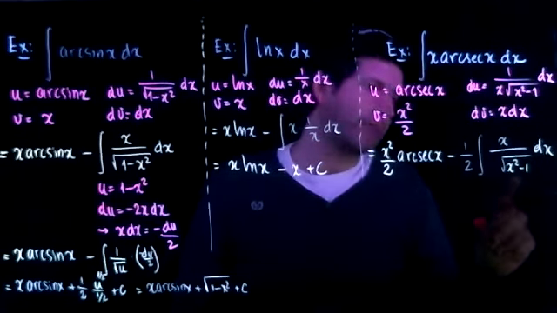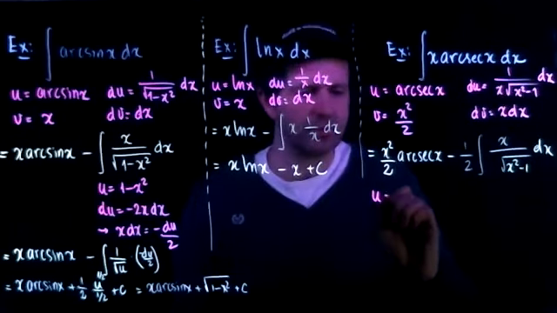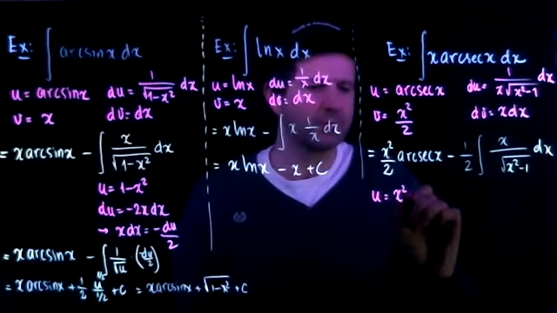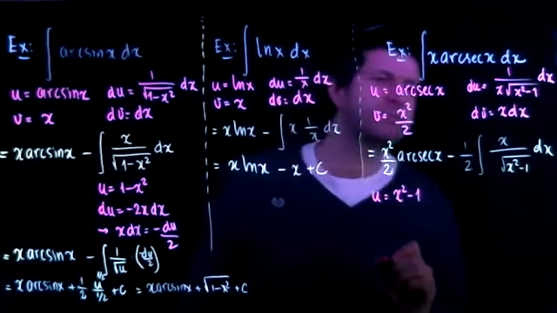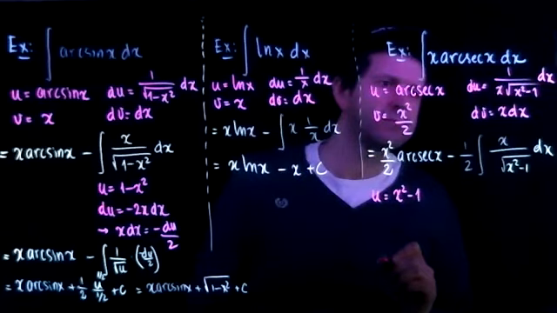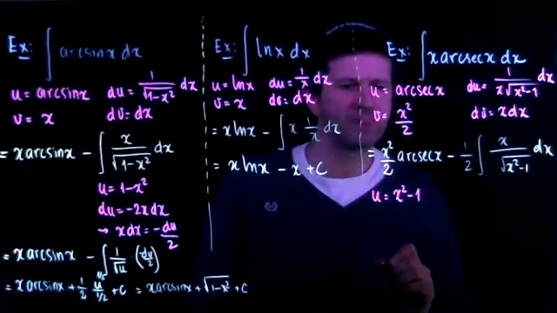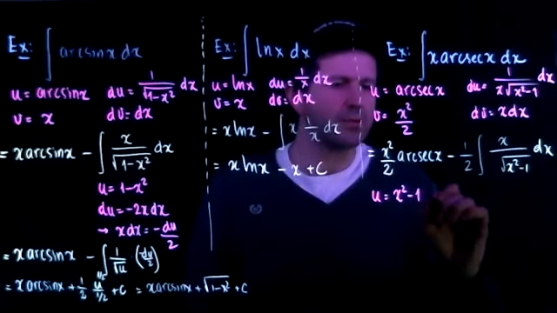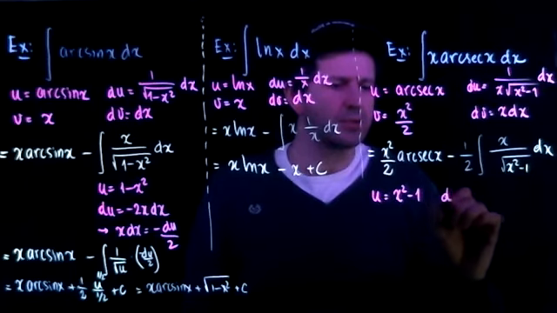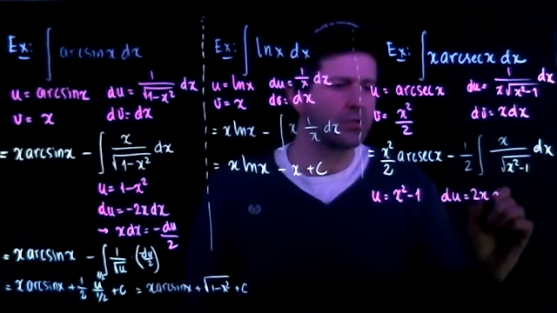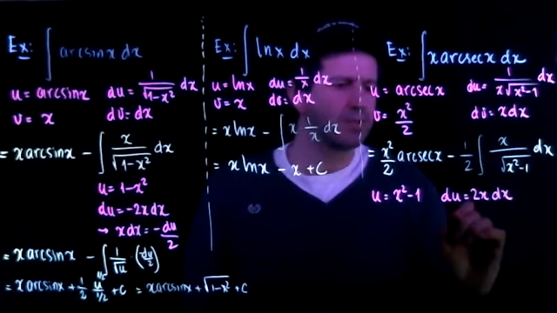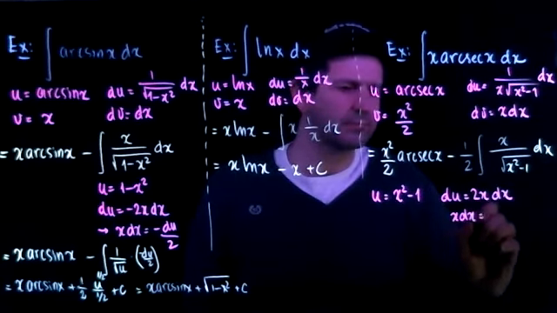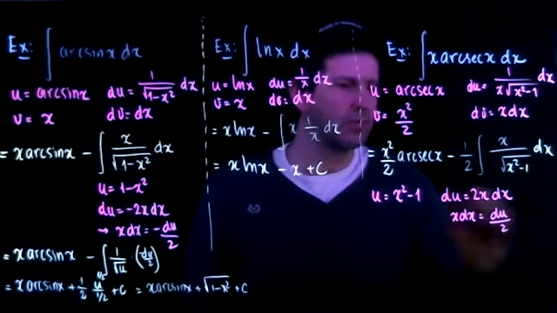Okay, and then I'm going to do substitution here. U is equal to... So you multiplied both and then you canceled one x with the other. Yeah, exactly. Okay, so u equals x squared minus 1. And so du is 2x dx, which means that x dx again is du over 2.